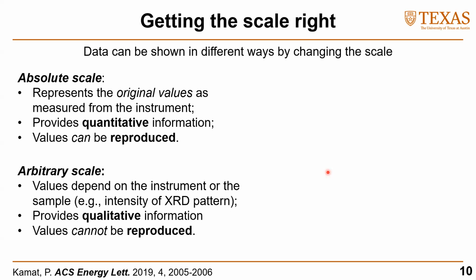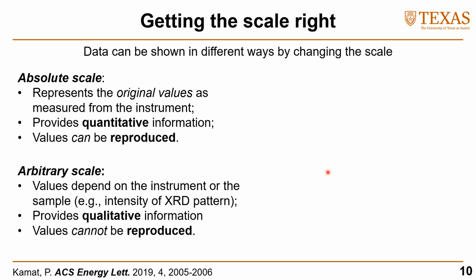Now, there's also arbitrary scale, and the arbitrary scale is typically used when the values may change because these depend on the instrument or the amount of sample. One typical example is XRD patterns. Typically the intensity will change depending on the sample or the instrument. So in an XRD pattern or in an FTIR spectrum, you don't care that much about the intensity. Typically, you care about the peak position, right? Or the width, something like that.